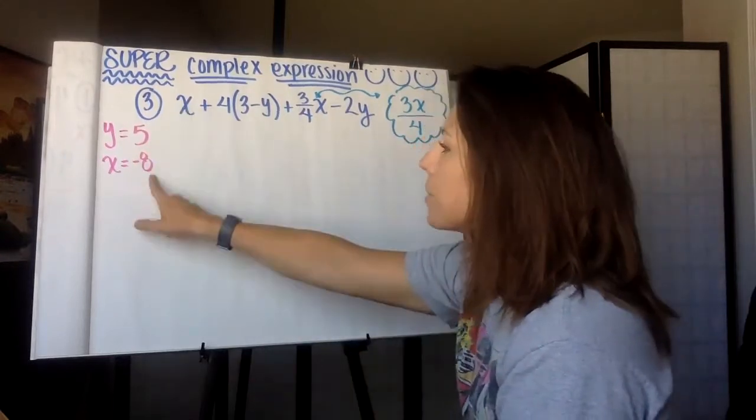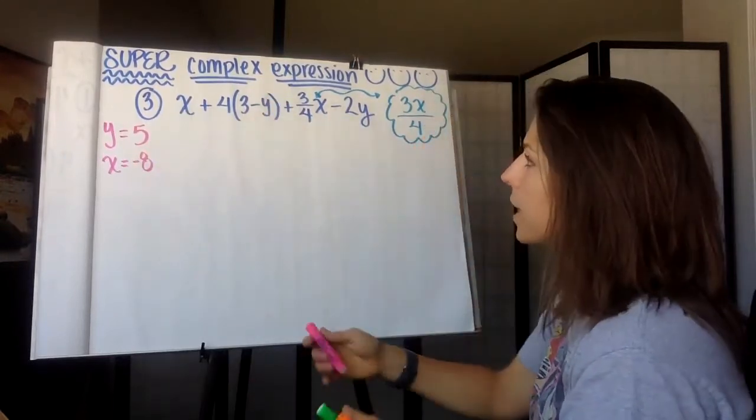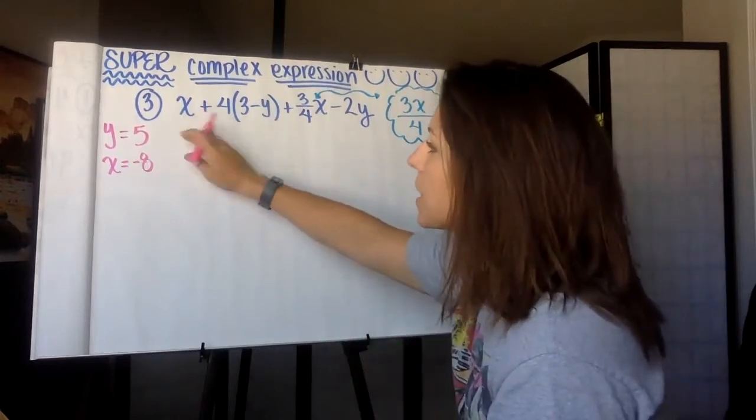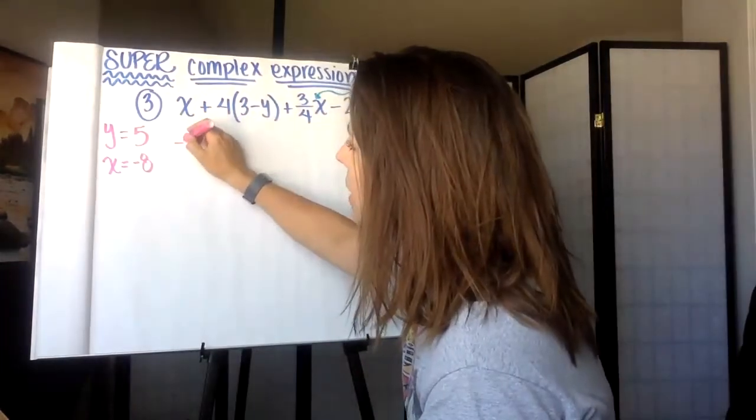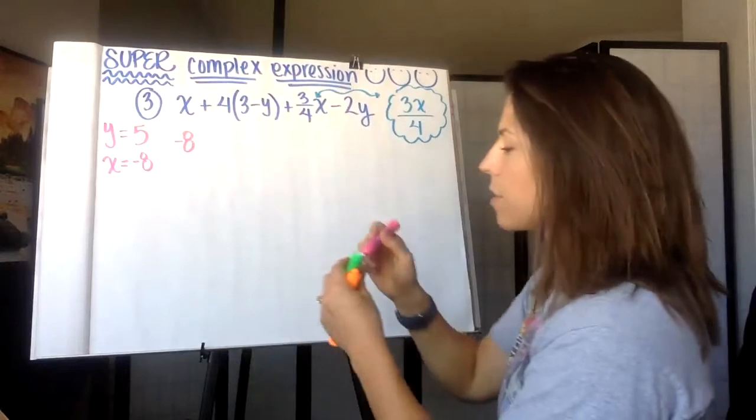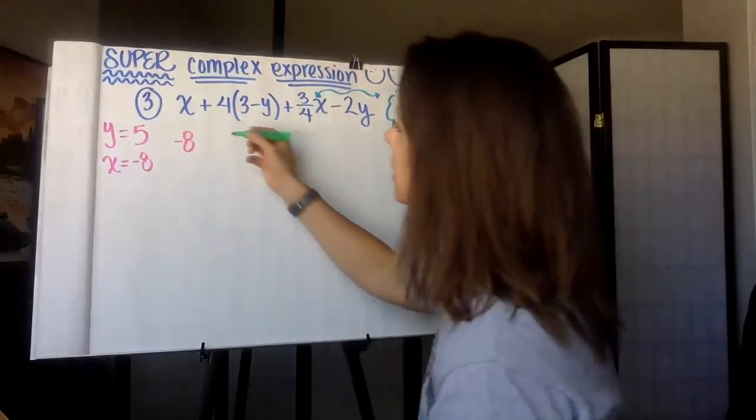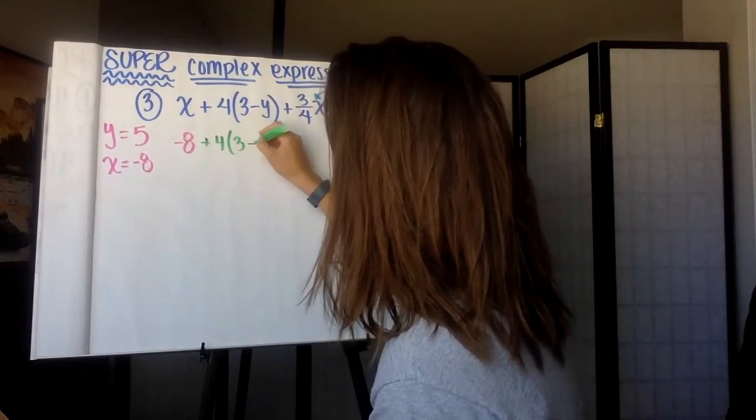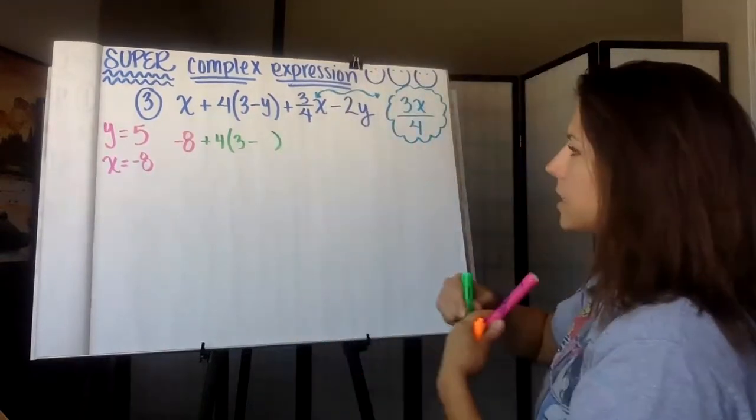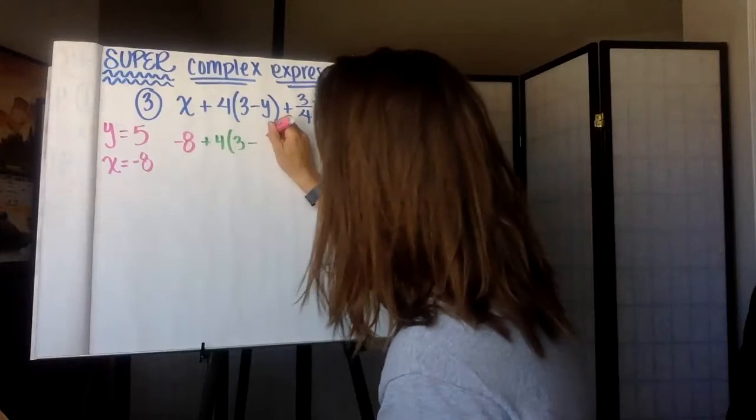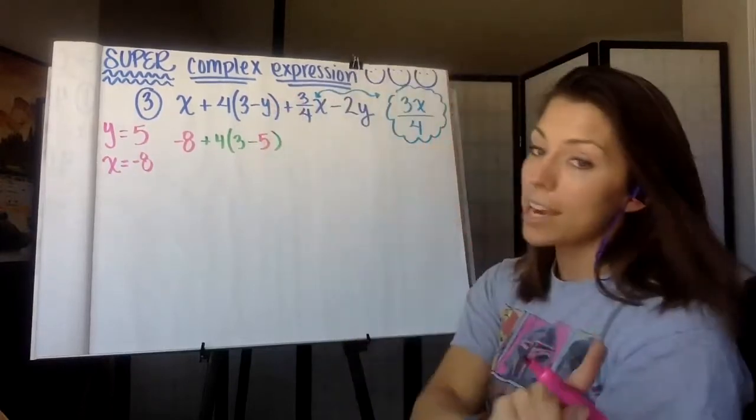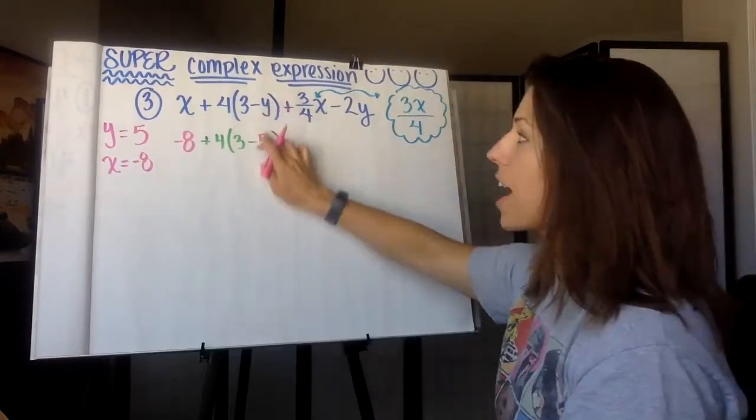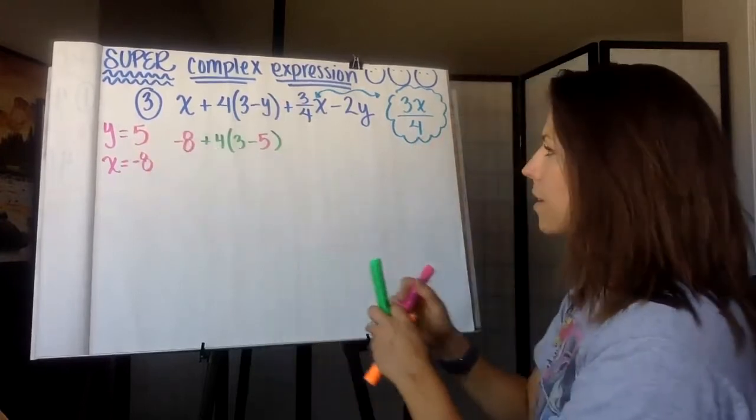So anywhere I see an x, I plug in negative 8. Anywhere there's a y, I plug in 5. So here we go. I start off with an x, which means I'm going to start off by substituting in -8 right off the bat. Plus 4 times the group of 3 minus substituting in 5 for y. Why didn't I substitute in -8? Because y is 5.